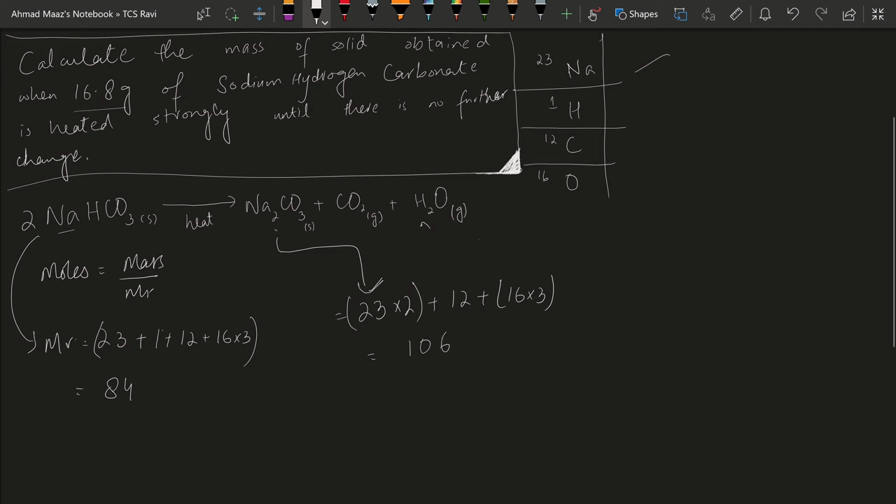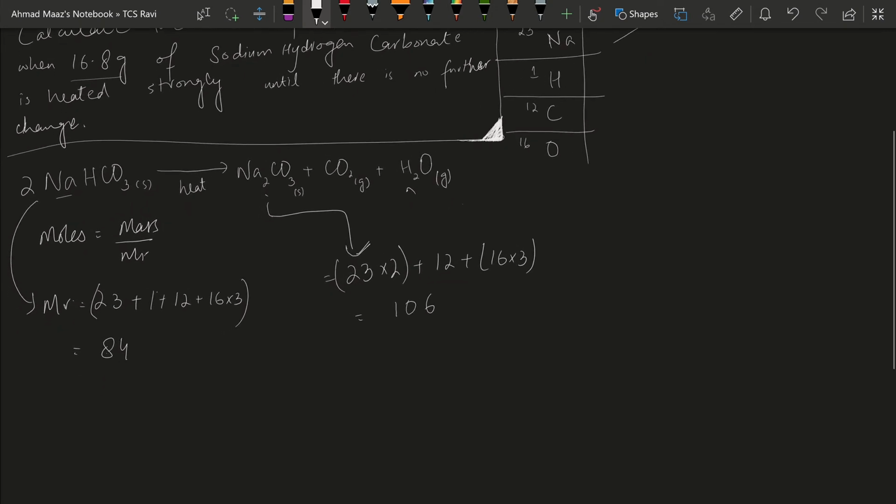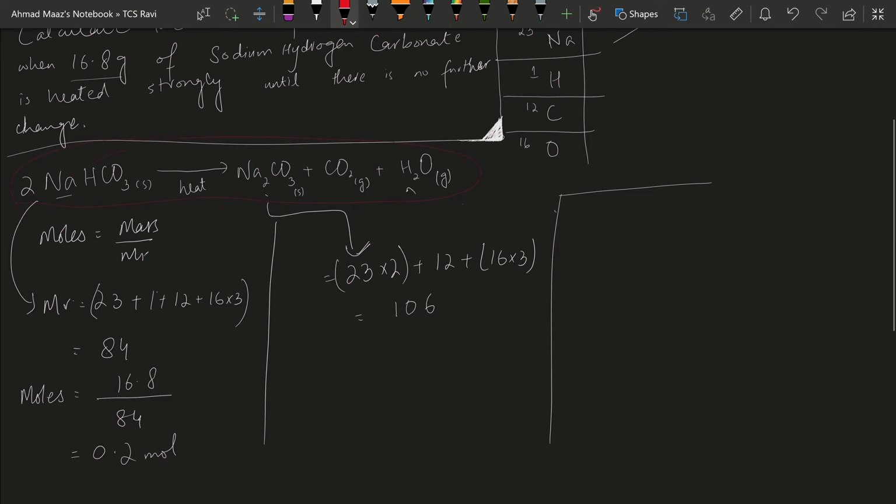Alright, now we can easily find out the moles. The number of moles for sodium hydrogen carbonate is mass, which is 16.8 grams, upon mR, which is 84. So the number of moles is 0.2 moles. And now we need to calculate the moles for sodium carbonate as well. How would we do that? This balanced chemical equation is telling us that 2 moles of sodium hydrogen carbonate give 1 mole of sodium carbonate.